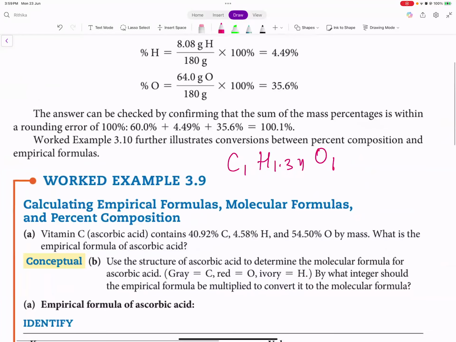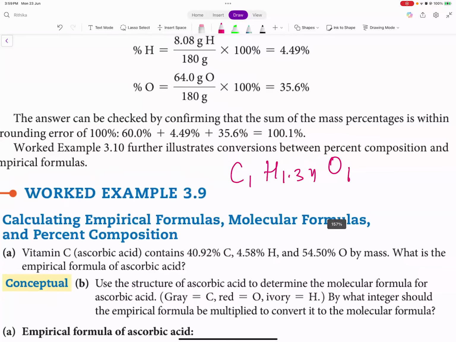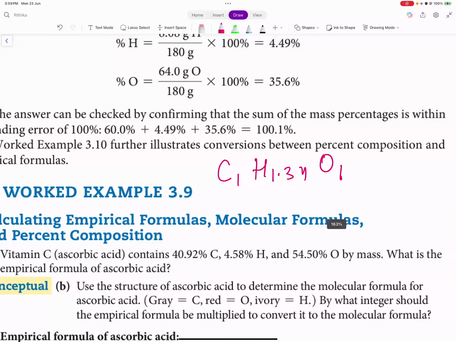So we got C1, H1.34 and O1, right? Yes, sir. Now we start multiplying. We first multiply by 2 and see if we get anything close to an integer, which we don't get. Then we multiply by 3. After multiplying by 3, what do we get? 4.02. Everything is now close to an integer, right?